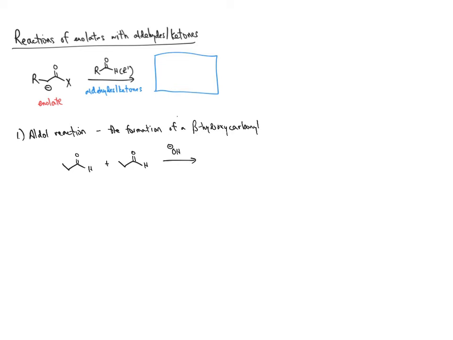So it could be sodium hydroxide, for example. Well, we know that when we treat an aldehyde with a base, the alpha protons will undergo deprotonation. So we can get deprotonation to give us an enolate in this case. Okay, and so this enolate is then going to react with the other aldehyde that we had in our starting material.